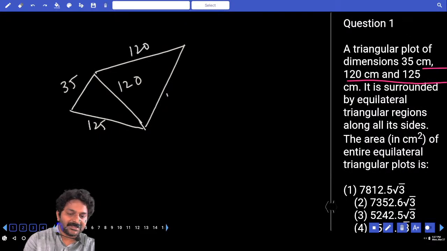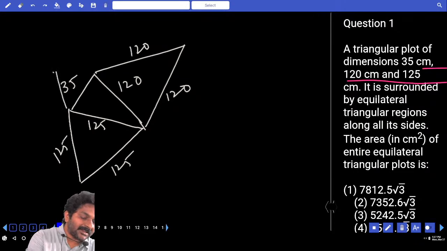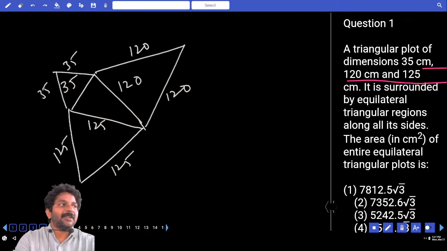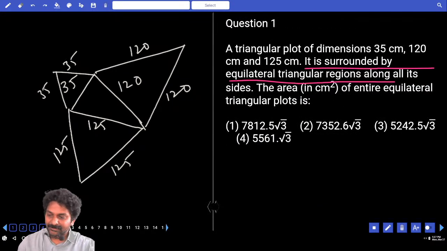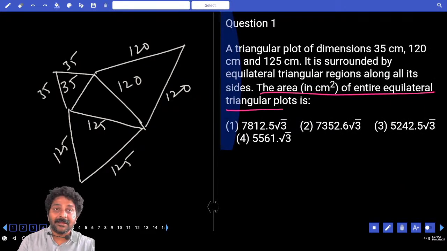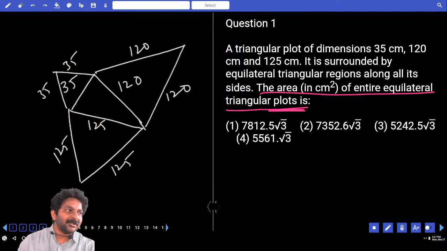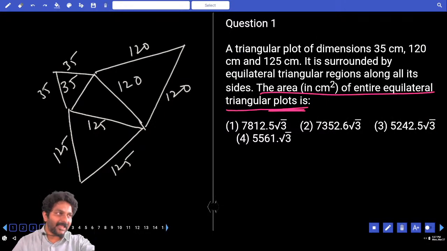This is 120, this is 120. Here also we have an equilateral triangle, 125, 125. Here also there is a triangle, 35 and 35. So how many equilateral triangles are there? 3. Now what is the question? The area of entire equilateral triangular plots. So for all these 3 equilateral triangles, we need to calculate their area.